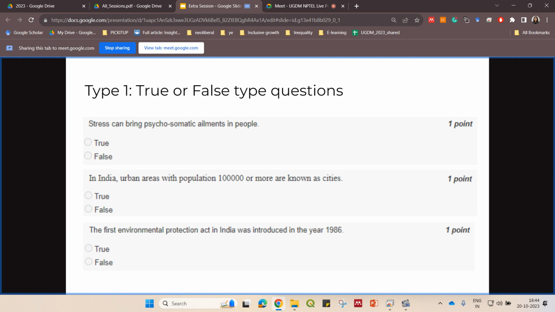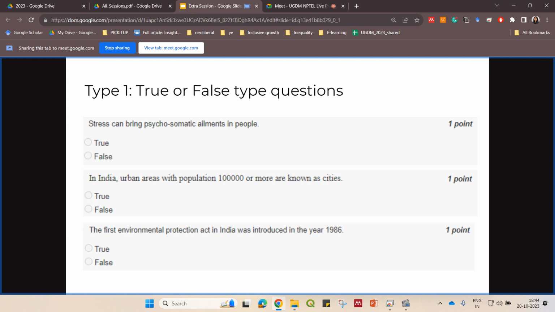You would be given a statement, and seeing that statement you have to tell if the statement given in the question is a true statement or a false statement. For example, you can see here the first statement is: stress can bring psychosomatic ailments in people. So you have to just state if this statement is true or false.